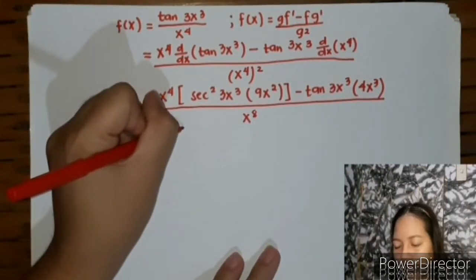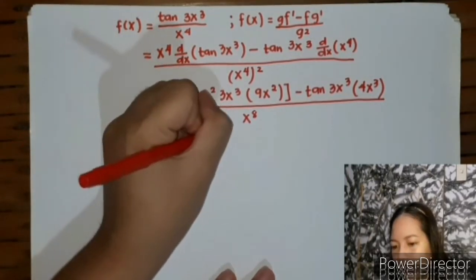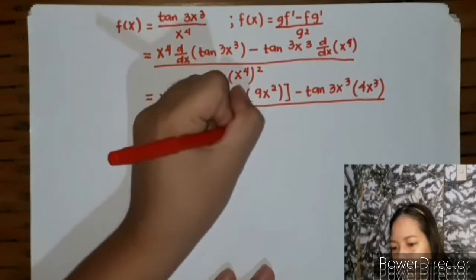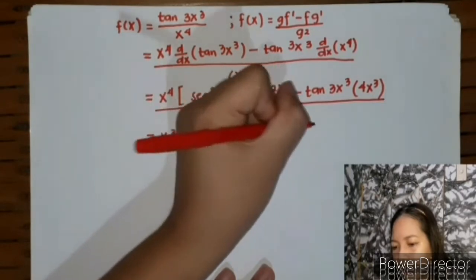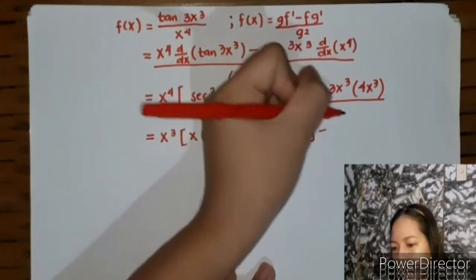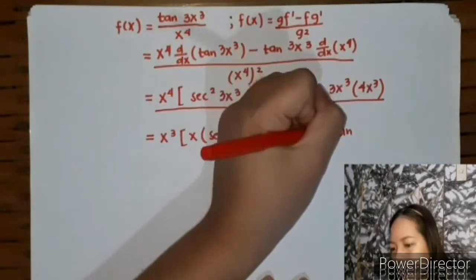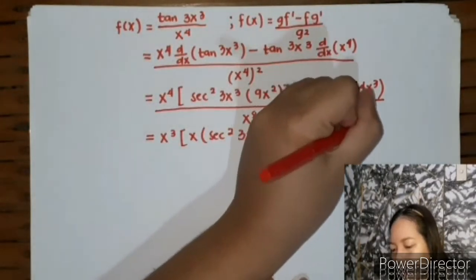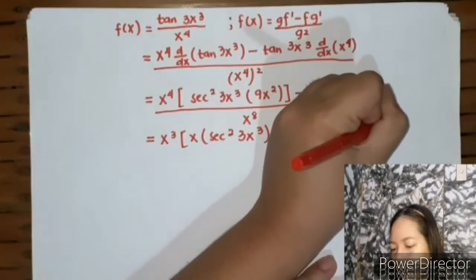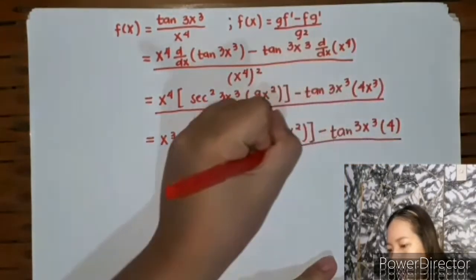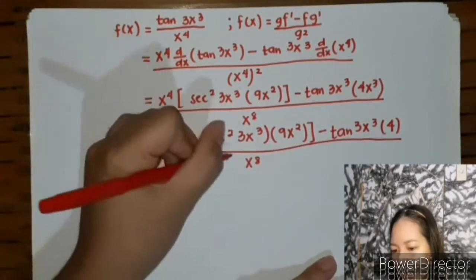It will become, our x raised to 4 will be cancelled out, just x, and then copy the sec squared 3x cubed, then 9x squared, minus tan 3x cubed. Then we can cancel x cubed. It will become 4 all over x raised to 8.